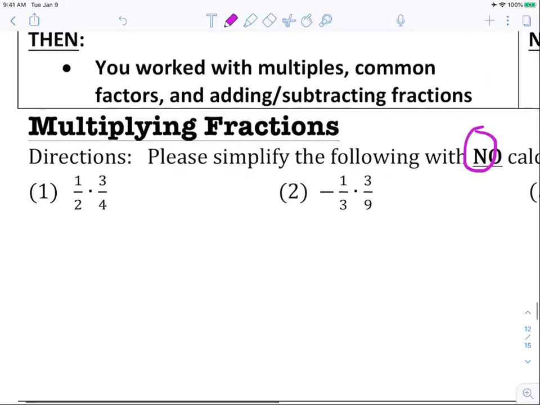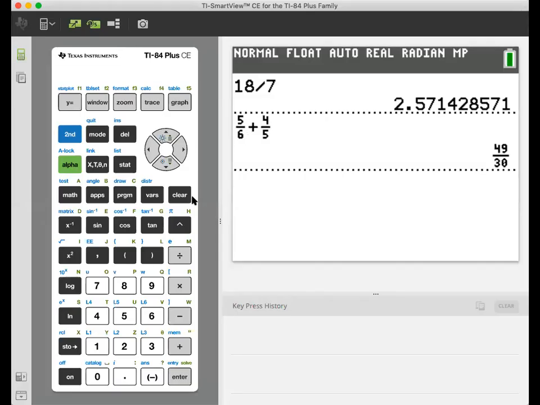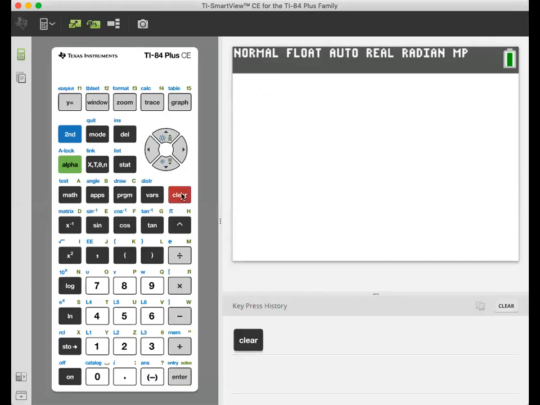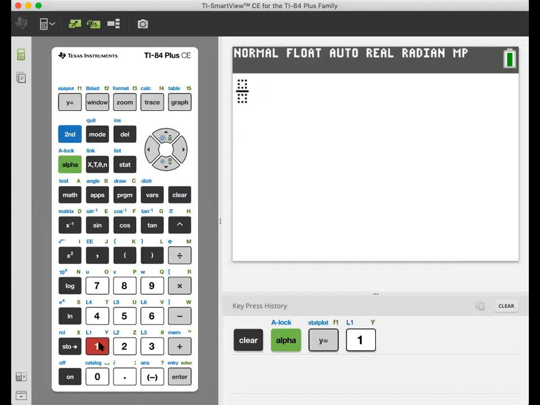So we're going to start off with question number 1. And obviously, we're multiplying. So the first thing I'm going to do is share the calculator, but we're going to pull up our calculator on our own. We're going to start by following those steps. I'm going to hit alpha, and then I'm going to hit y equals. And then I'm going to choose option number 1. And your fraction template should pop up.